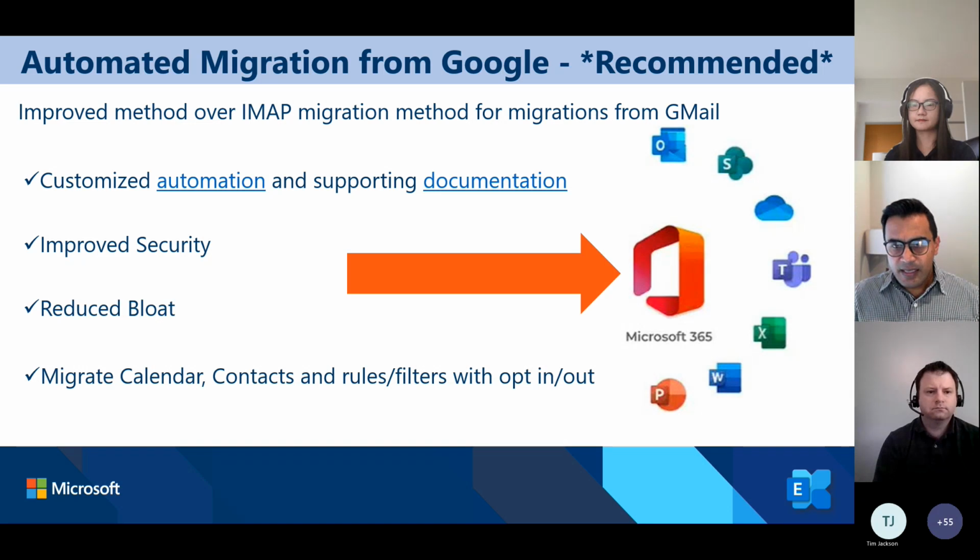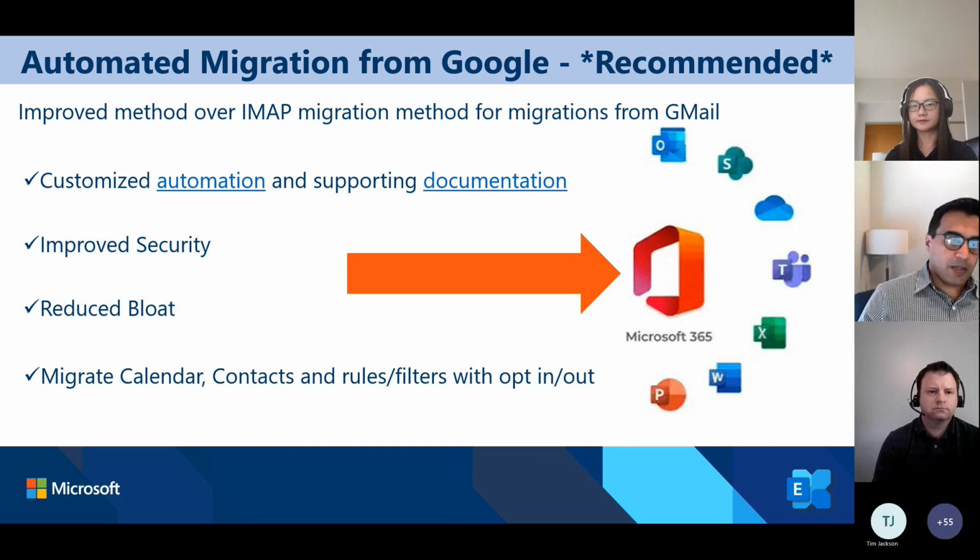You can see that we have customized automation for it. If you click on the link, it will take you to the support documentation, and it has improved security because we're doing OAuth security here, over entering your email and passwords in a CSV file in the IMAP way. Then we have reduced bloat.